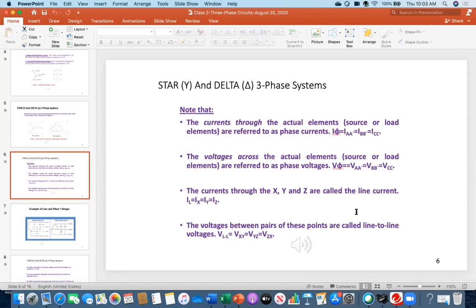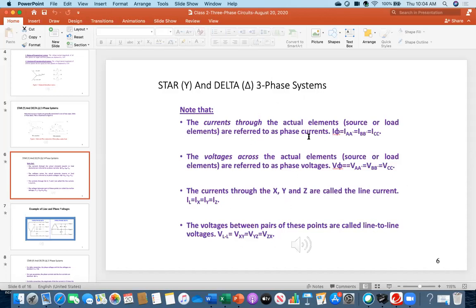Why am I emphasizing this? In the numerical problems, sometimes we will be using the term line current, sometimes the term phase current, sometimes the terminology phase voltage, and sometimes line voltage or line to line voltage.